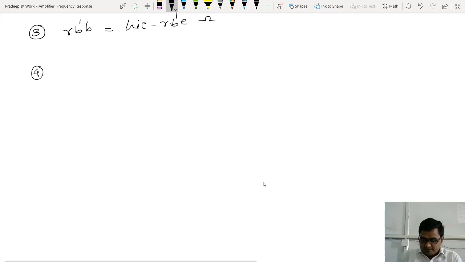Now, if I want to write the capacitor, that is the junction capacitance. What is the junction capacitance? C B dash E. What we call it as C B dash E is sometimes referred to as C.